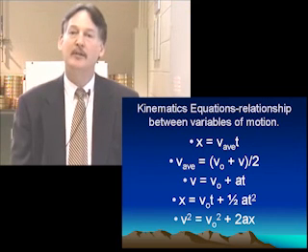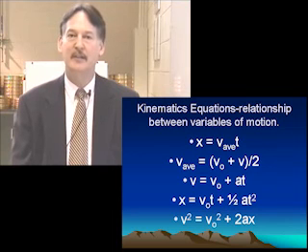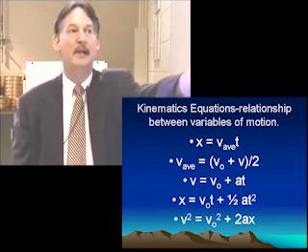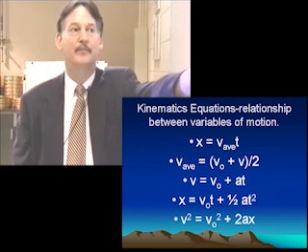Now, if you are speeding up or slowing down, then your average velocity will be the sum of what you start with plus what you end with, divided by 2.